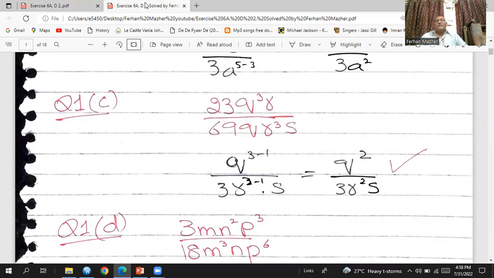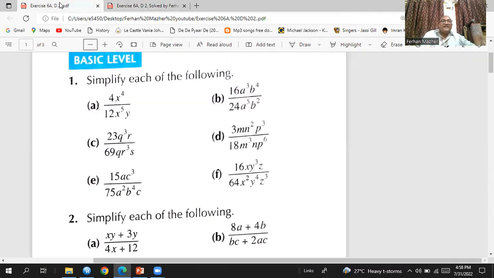And s is only present in the denominator, so it will remain in the denominator. So finally, you will have q raised to power 2 divided by 3r squared s. Okay, so this is how you will do question number 1, it's C part. Question number 1, it's D part.